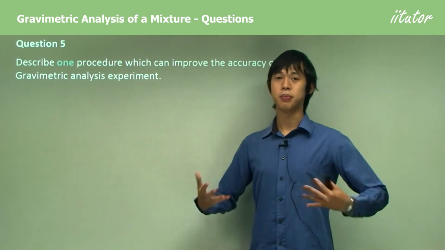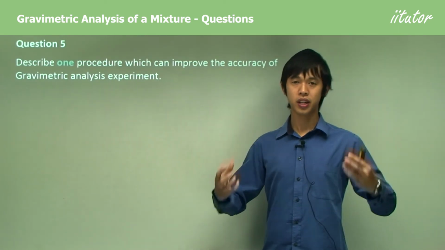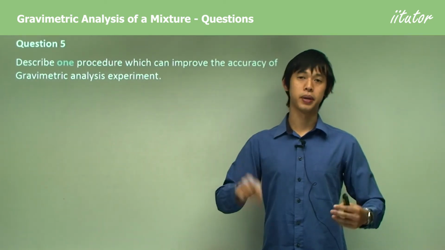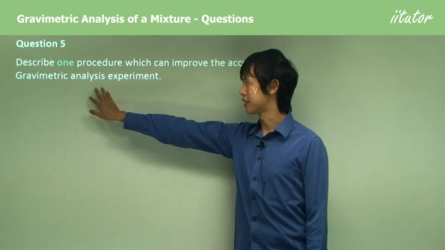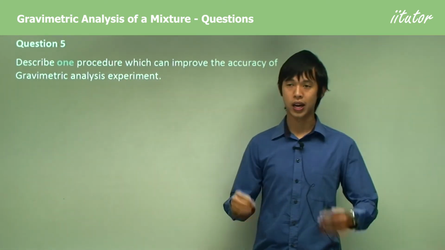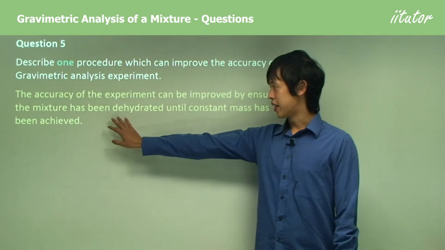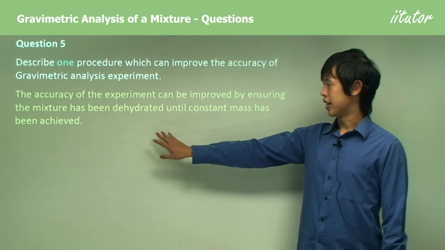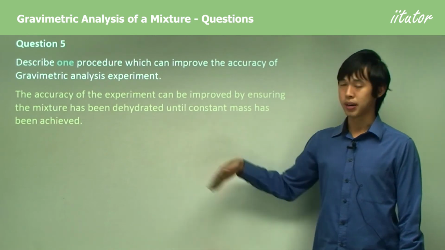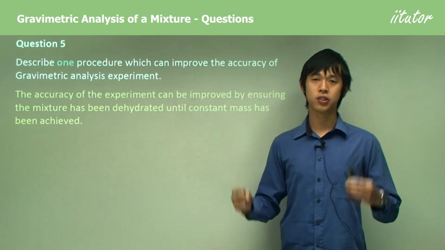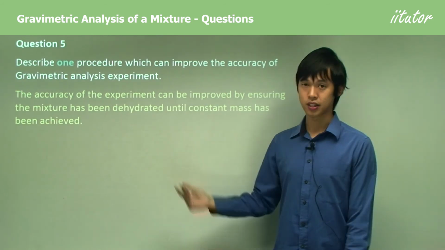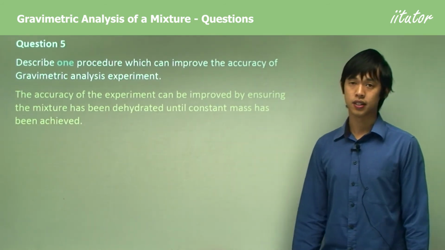About making the experiment better. Being able to look at an experiment and say, well, we could do this better. Describe one procedure which can improve the accuracy of gravimetric analysis experiments. Okay, so this particular one, how can we make it better? We can improve the accuracy by ensuring the mixture has been dehydrated until constant mass has been achieved. So again, constant mass, that's a really important one. We want to make sure all the water is gone. That is one way to really improve the accuracy of this experiment.